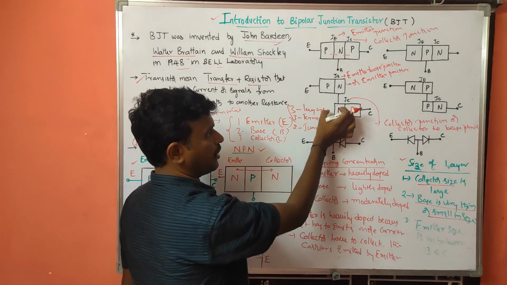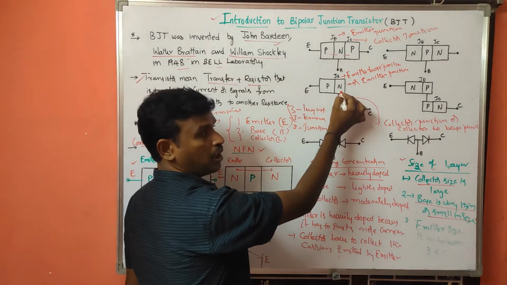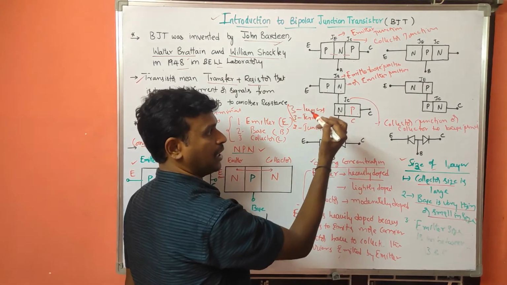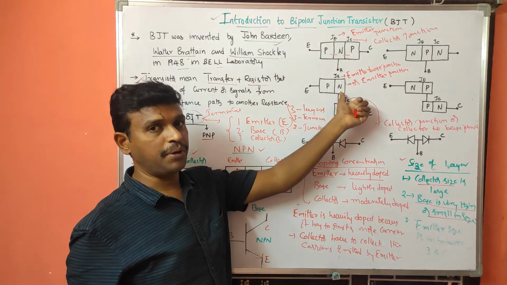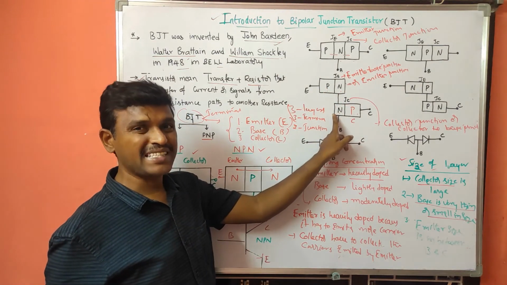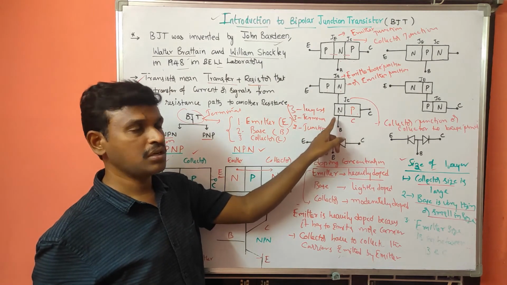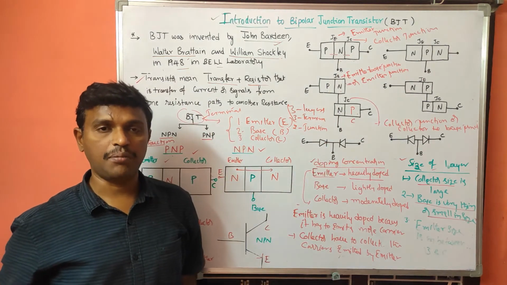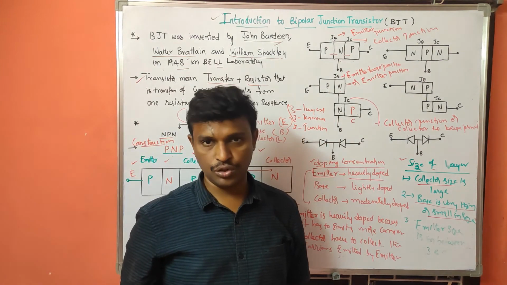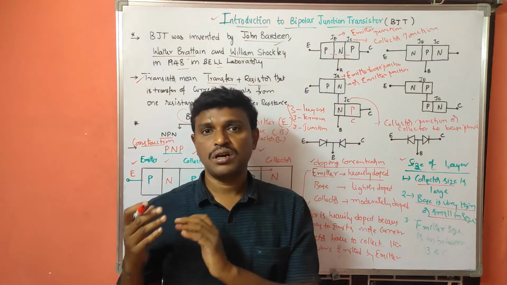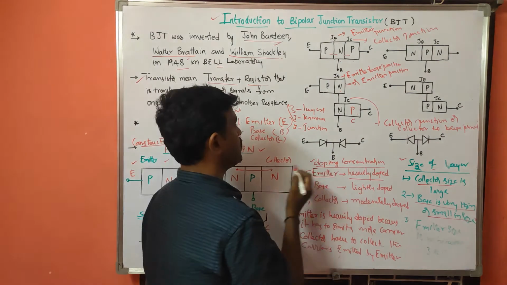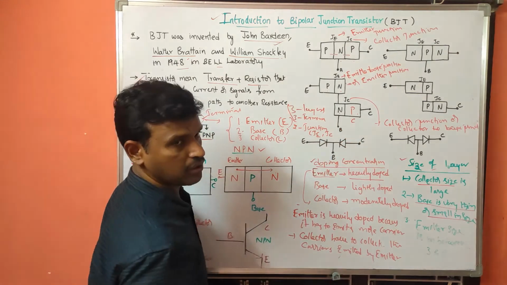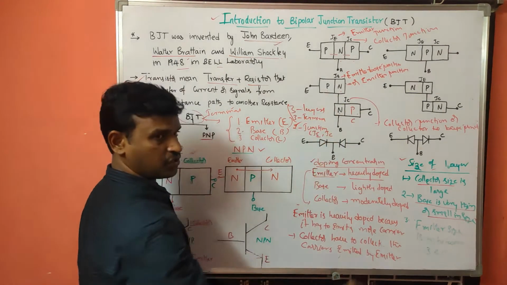I have clearly indicated here, P is the emitter, N is the base. Similarly, N is the base, and P is the collector. So between emitter and base we have the emitter junction, and between base and collector, or collector to base, is the collector junction. Like this we have two types of junctions, emitter base junction and collector base junction, or emitter junction and collector junction. So here we have JE and JC junctions, these are the two junctions that we have.